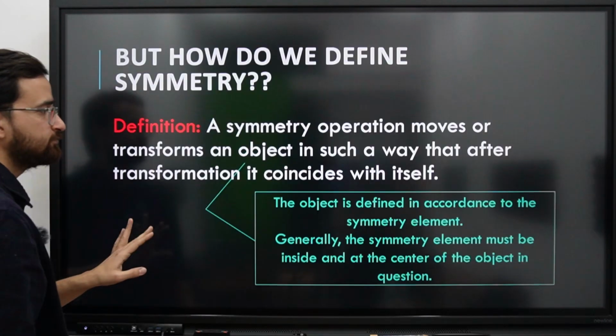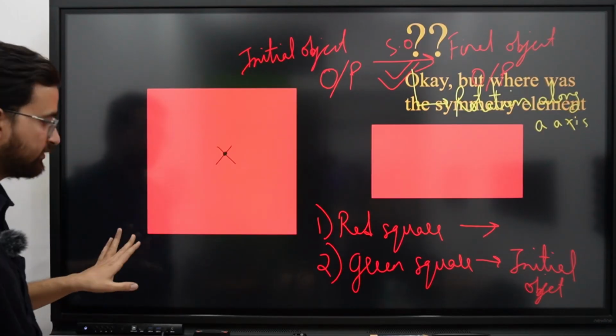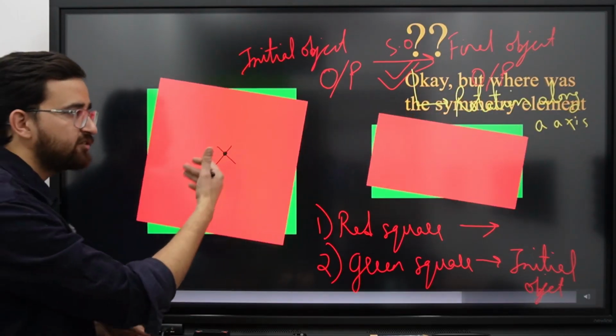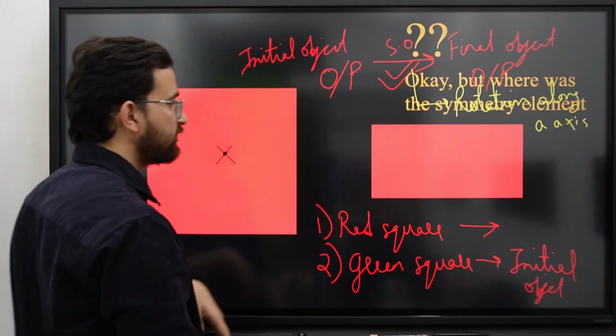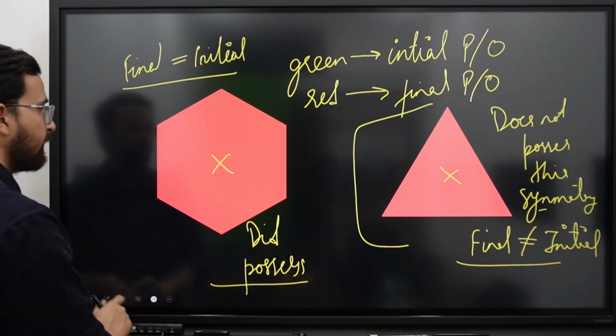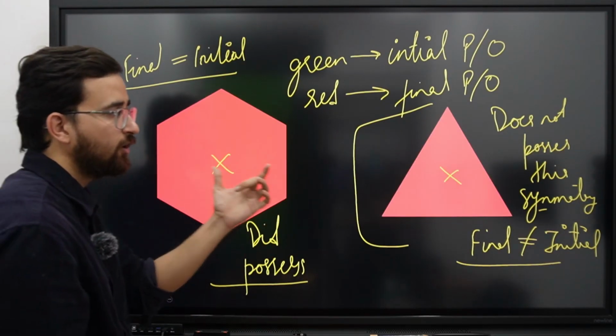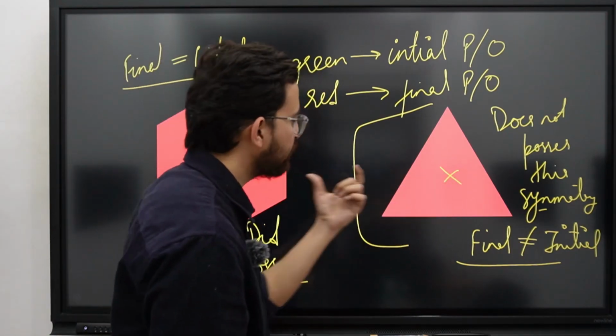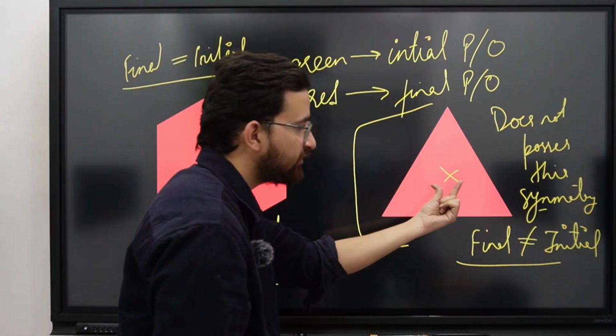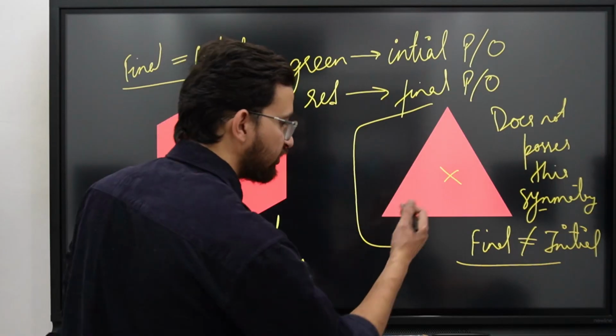Okay. This square possessed this rotation, this rectangle possessed this rotation, and this hexagon did possess it. This triangle did not possess that rotational symmetry.